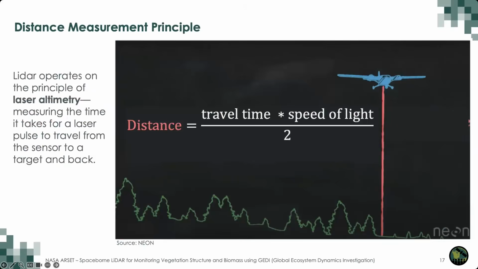The full equation governing LiDAR distance measurement is that distance equals the speed of light, which is a constant, multiplied by the time of flight divided by 2. The system emits short laser pulses, typically in the near-infrared spectrum at 1064 nanometers, and precisely measures the time delay of the returned signal. This time of flight measurement, combined with the sensor's position and orientation, allows for the calculation of 3-dimensional coordinates of the reflecting surface.